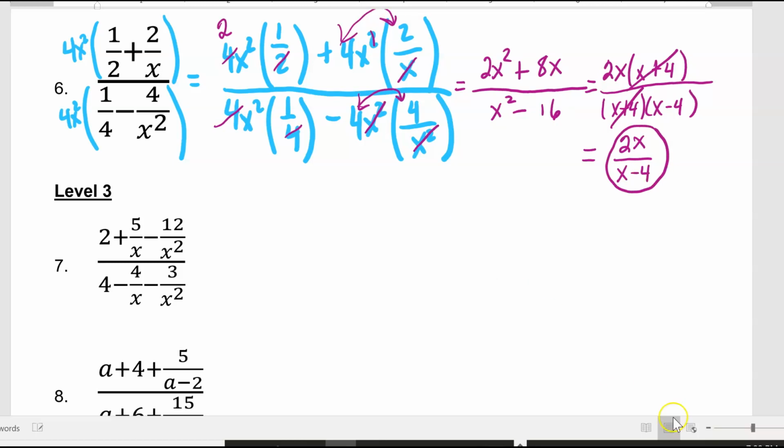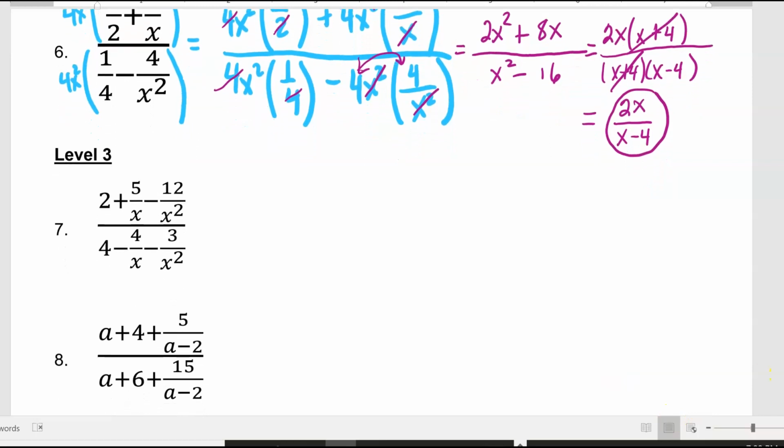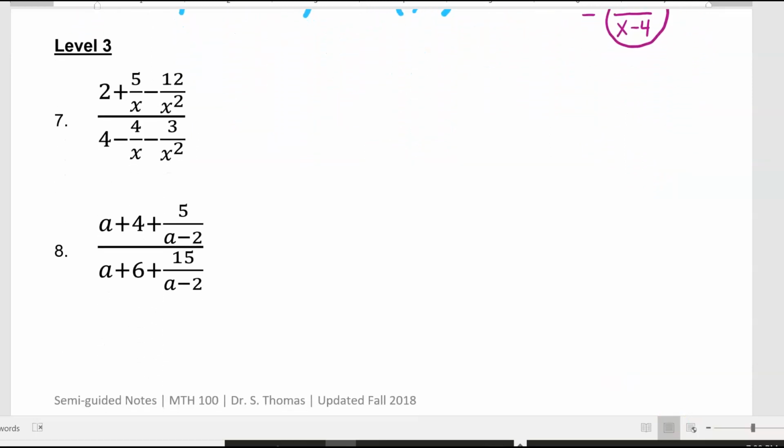Now let's move on to level 3, which seems a little bit more complicated, but it's okay. Let's look at our denominators here. X squared, x squared. What is the LCD of these denominators? So if you said x squared, then you are correct. We're going to multiply x squared times everything. So pause the video and write out everything out. So x squared times everything you see.